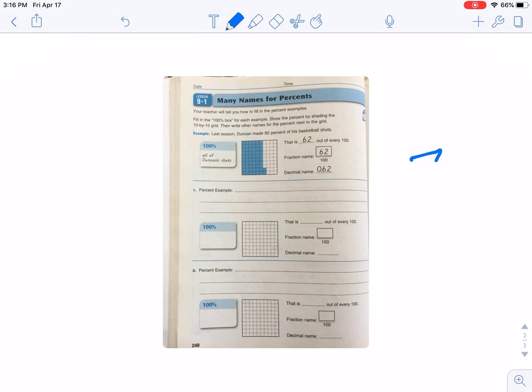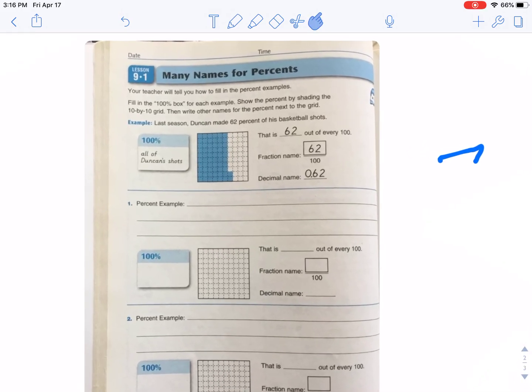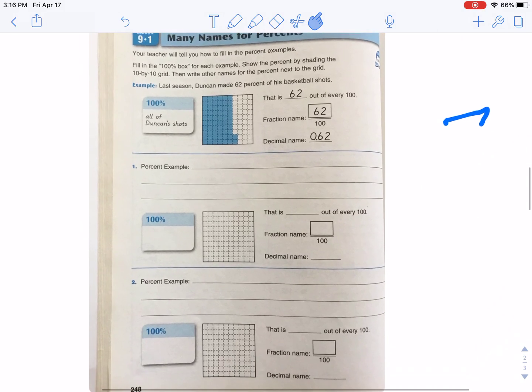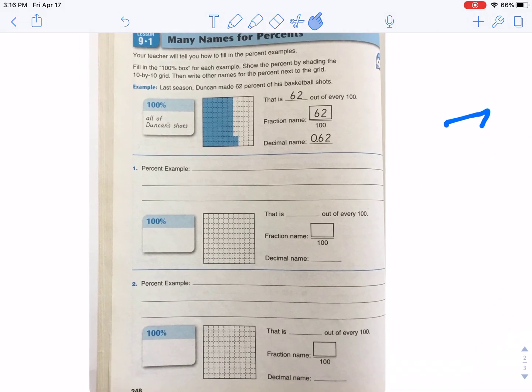There, let's make that a little bit bigger. Okay. So they showed us an example. And if you can see here, there are 10, 20, 30, 40, 50, 60, 61, 62 boxes shaded. So that was 62 out of 100, and the fraction is 62 over 100, and then you know that that is 62 hundredths, and so it's 0.62. And so now we're going to do one together.